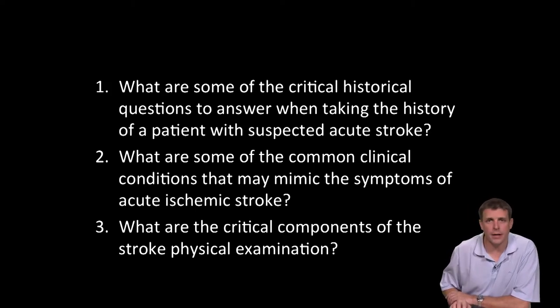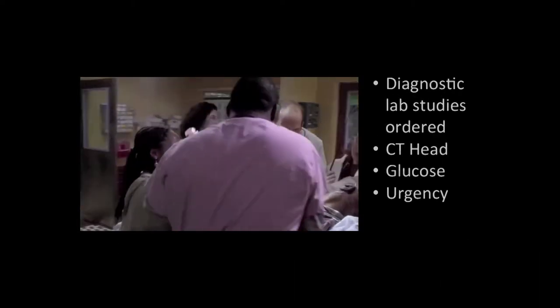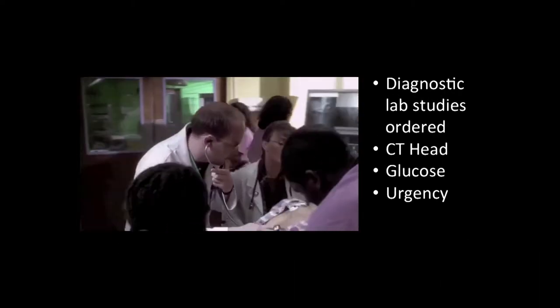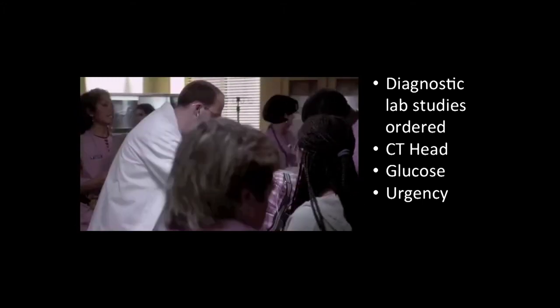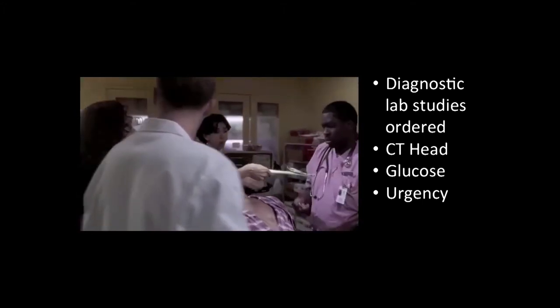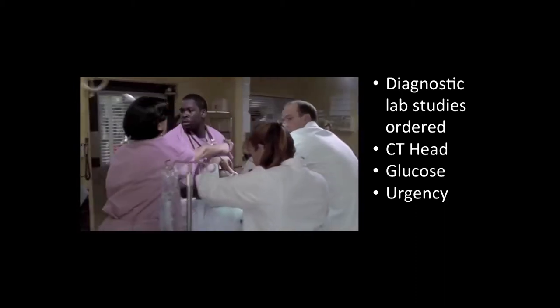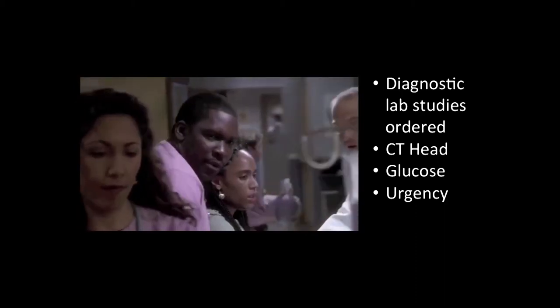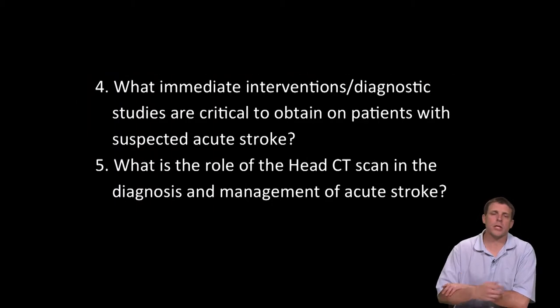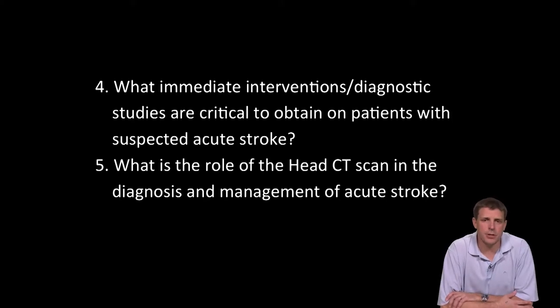All right, we'll move on to the next clip. So let's get a CBC, PT, PTT, platelet count. Fibrinogen, type and cross 4 units. Team's on alert. Malik, record the BP. Stick of glucose, alert radiology that we're coming in for a non-contrast head CT. BP is 185 over 110. IV labetalol 15 mgs.